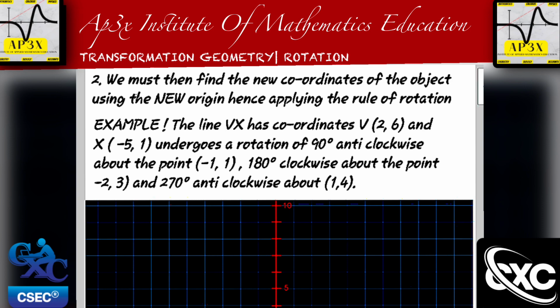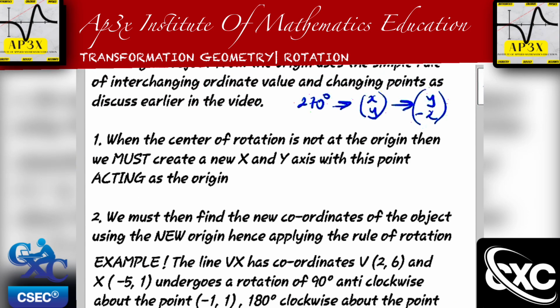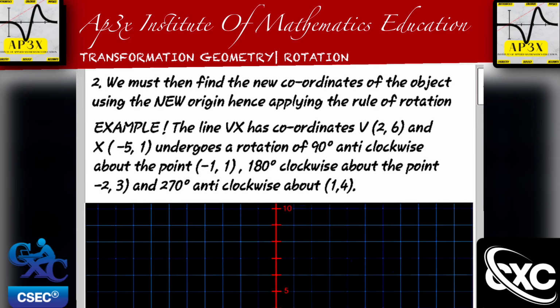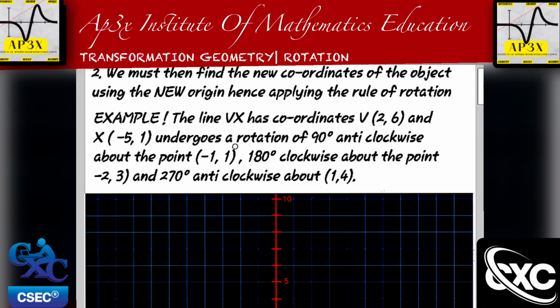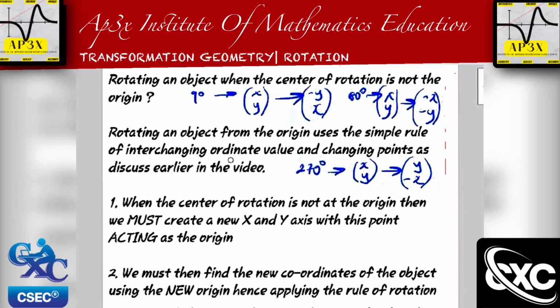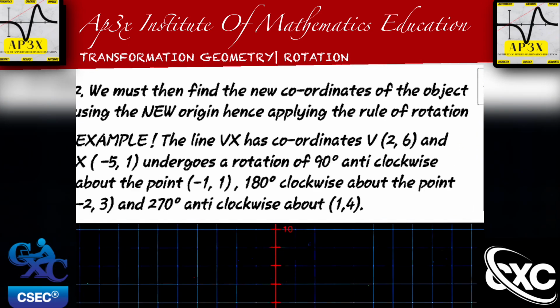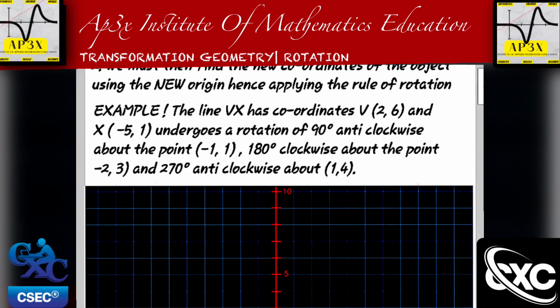Now, first here, after we've created the x and y axis at this new point of origin, all right, then we're going to have to find new coordinates of the object, and then we're going to apply the rule that we discussed in part 1. So it's going to be imperative that you guys watching this video right now are very much aware of the changes that occur under a 90 degrees rotation, 180 degrees rotation, and 270 degrees rotation. Ensure that you know the changes at this point, because I'm just going to be diving right in.